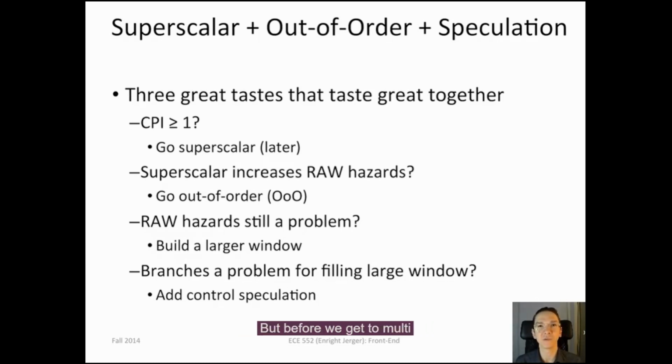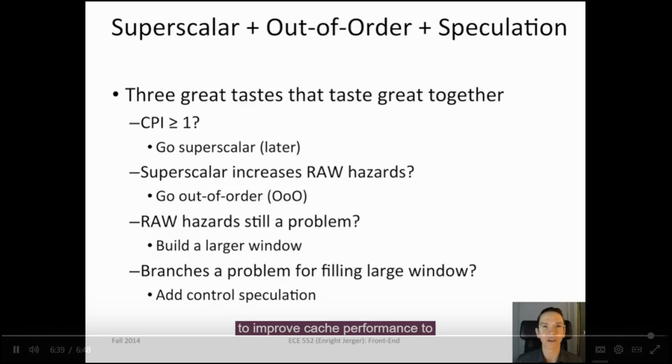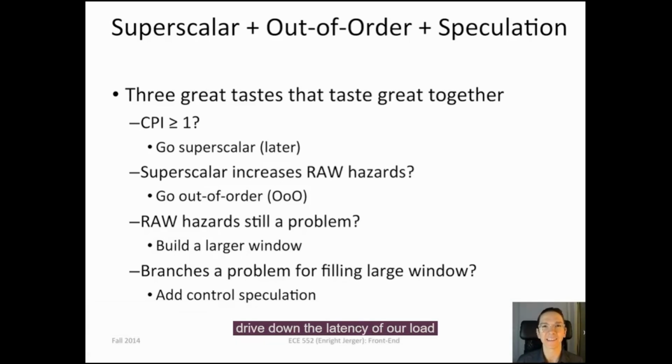But before we get to multiprocessors, in the next module, we are going to tackle caches. Why do we even need them? Assuming they exist, how will we locate data in caches, replace data, and introduce optimizations to improve cache performance to drive down the latency of our load and store instructions on average? So I will see you there.